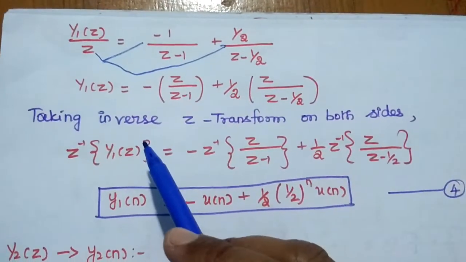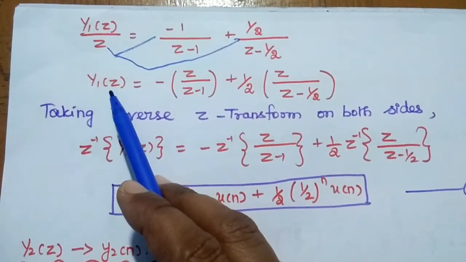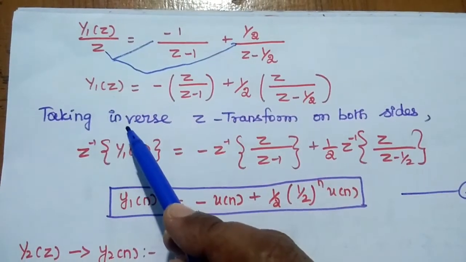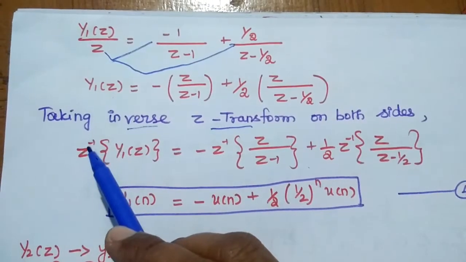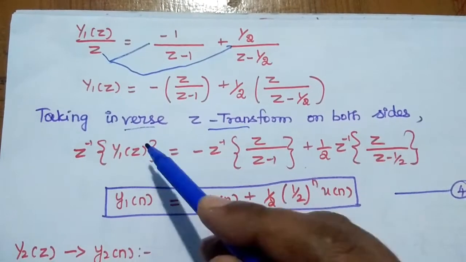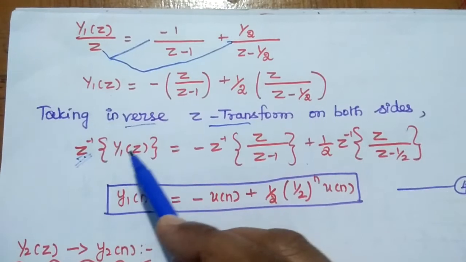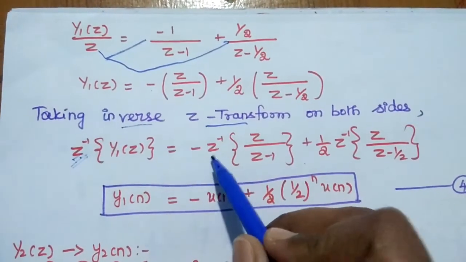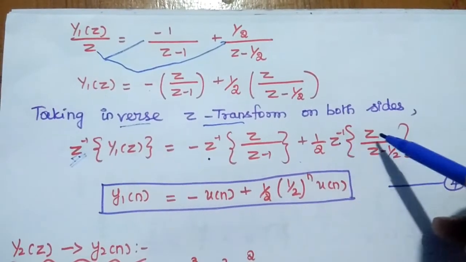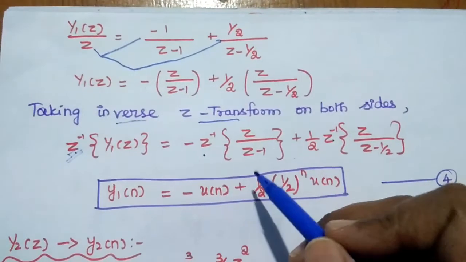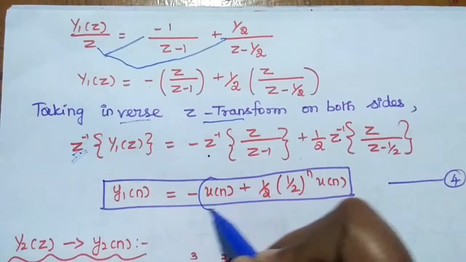Then we are going to take the inverse z transform on both sides, because it is y1 of z and we want to get y1 of n. For that we have to take the inverse z transform on both sides. This is not that formula, this is not that expression given in the problem, it is the inverse z transform. Inverse z transform of y1 of z is equal to minus inverse z transform of z divided by z minus 1 plus 1 by 2 inverse z transform of z divided by z minus 1 by 2. As we all know, the inverse z transform of z divided by z minus 1 is nothing but u of n.